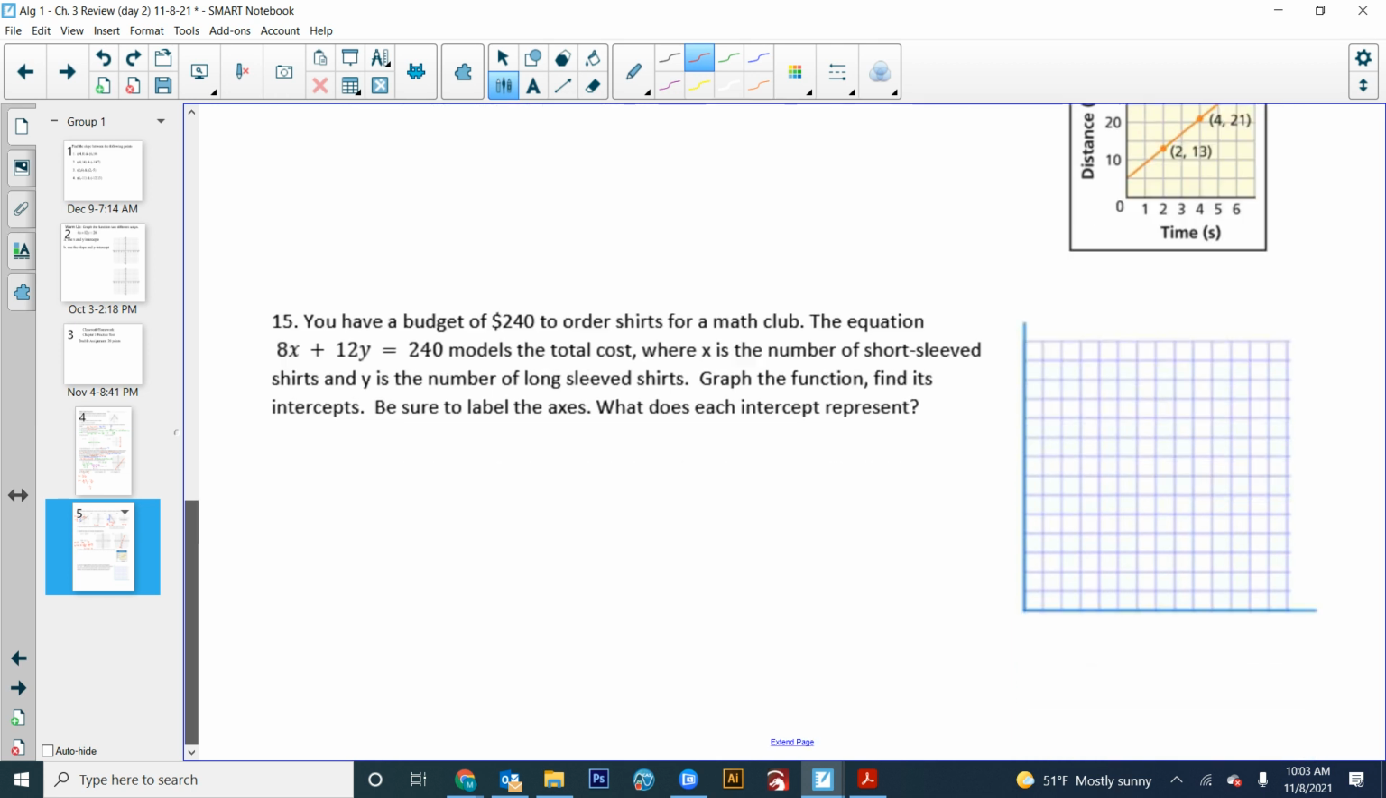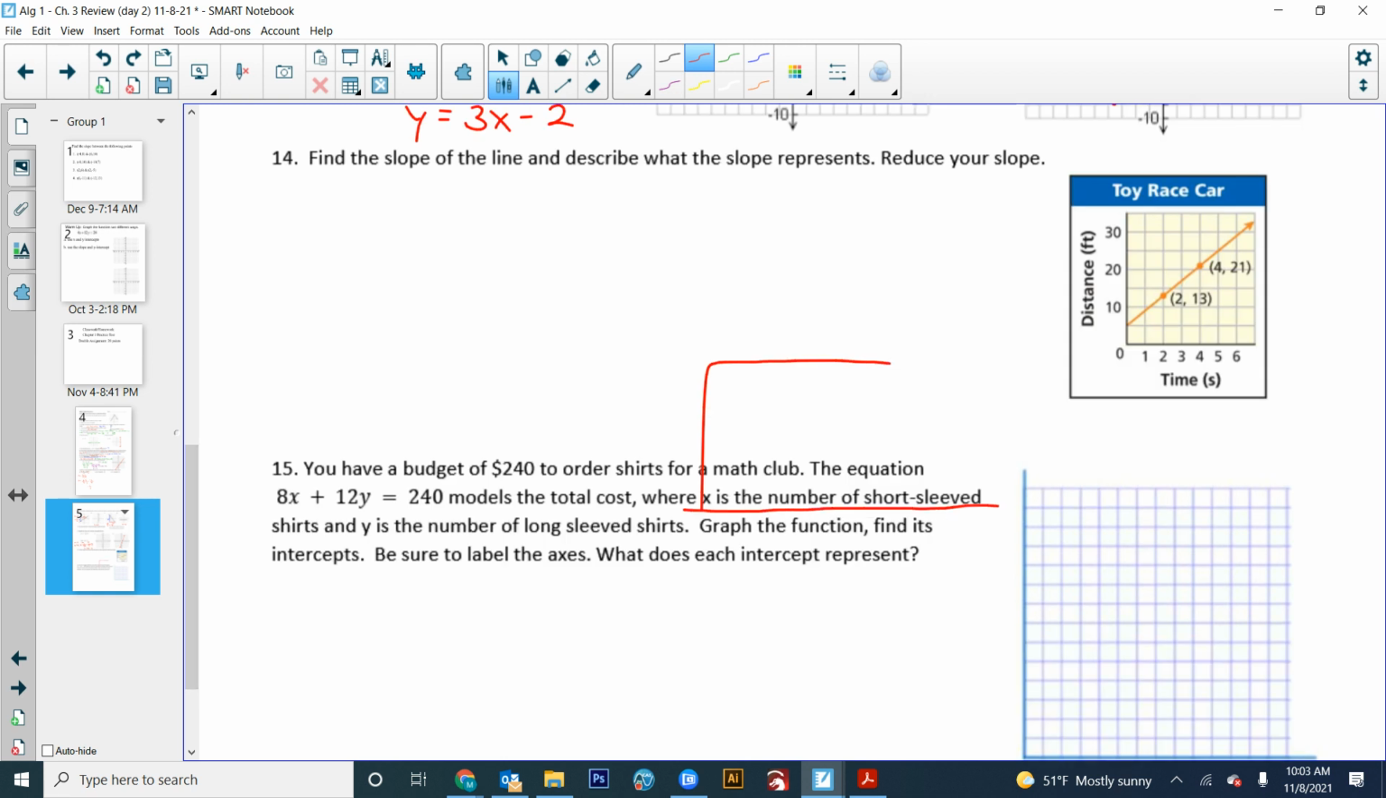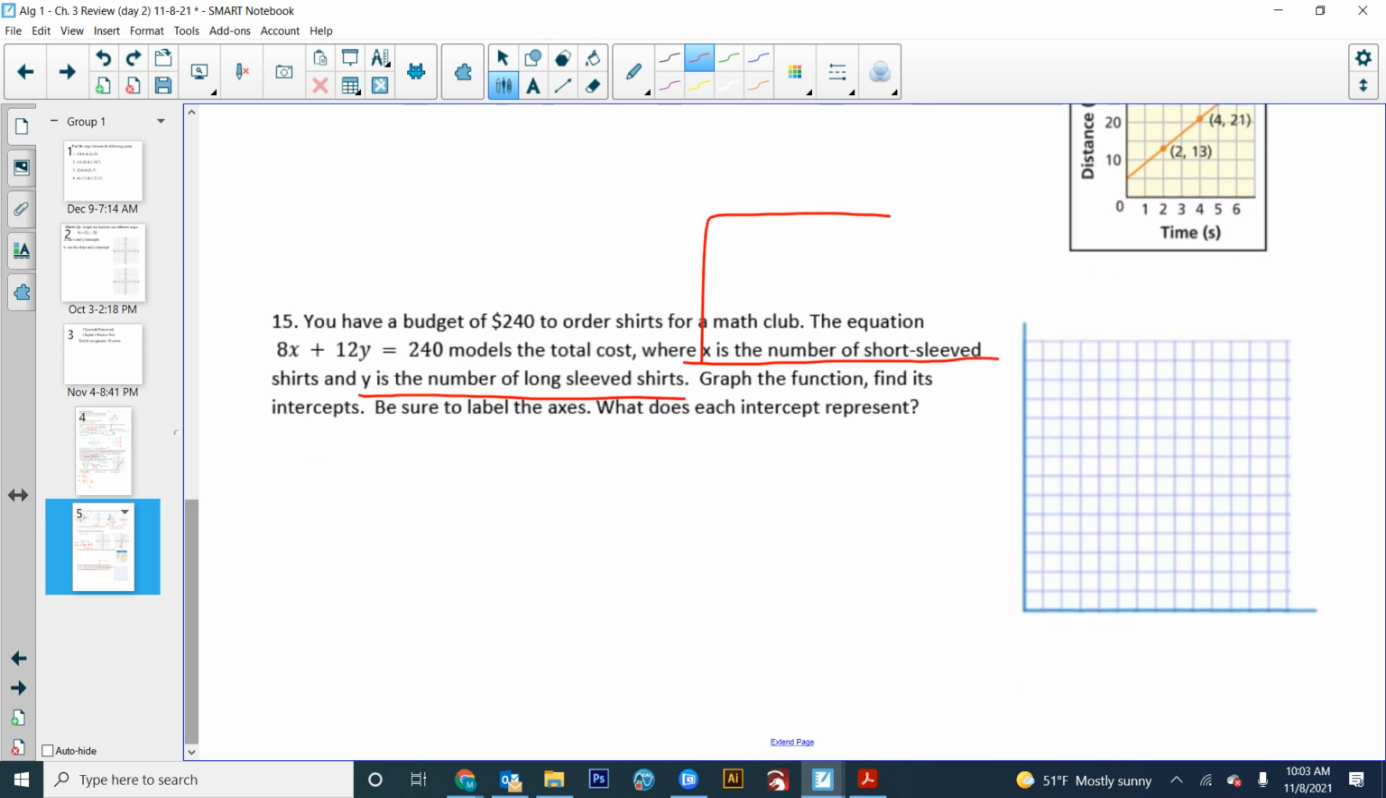All right. X is the number of short sleeve shirts. Y is the number of long sleeve shirts. Graph the function, find its intercepts. So what's the x-intercept? Plug in 0 for y. Good, let's do it. 12 times 0, we get 8x plus 0 equals 240. Divide by 8. Did you get 30? Yes. And you guys did really well on this part. You can have 30 short sleeve shirts and 0 long sleeve shirts.